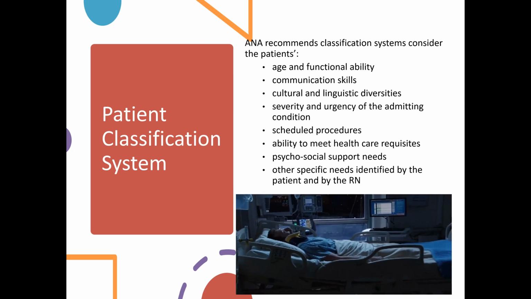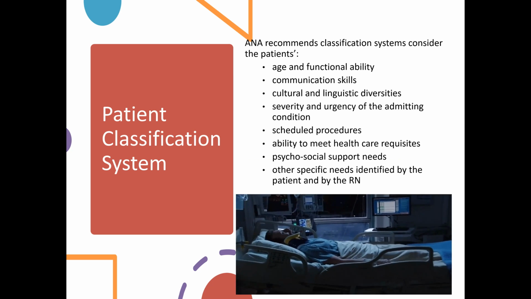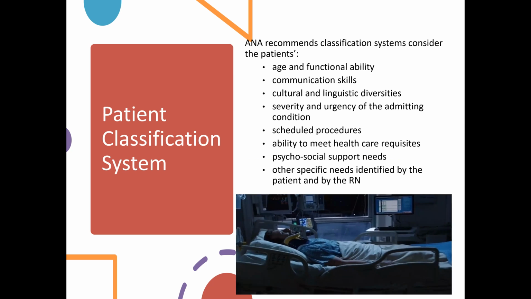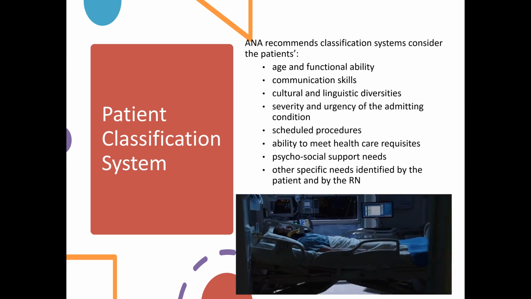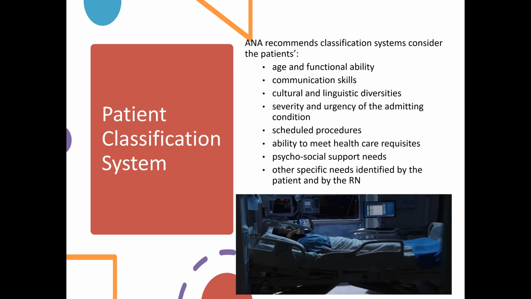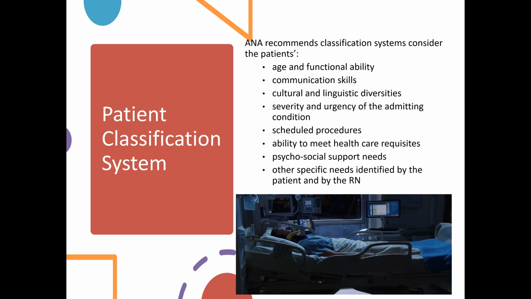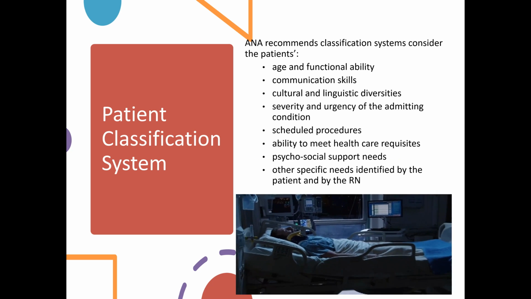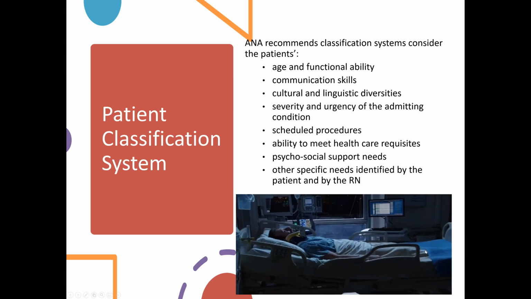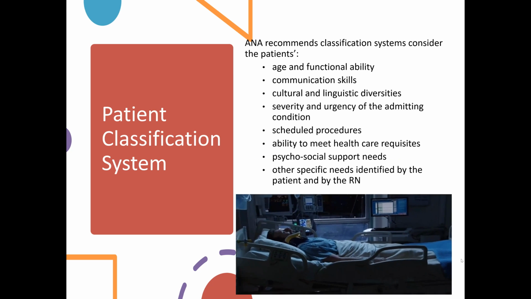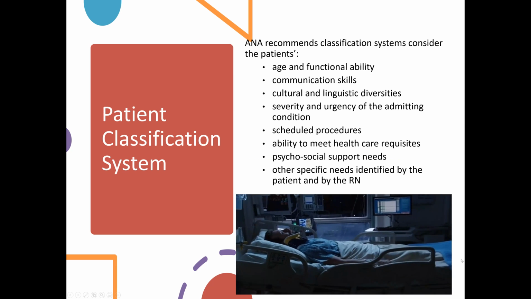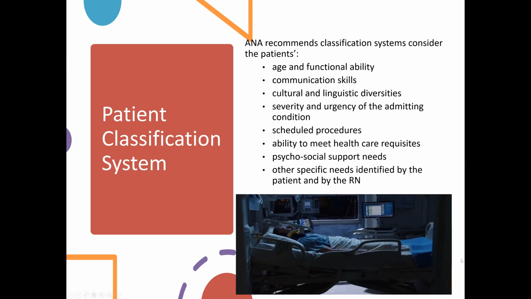Do they need a lot of psychosocial help in the sense of one-to-one and close supervision, because that can affect the staffing mix? How about the needs that the patient and the RNs can identify that can actually stunt the way that this patient care can be done? So all these things, the nurse manager keeps in the back of her mind as she's trying to staff the unit.